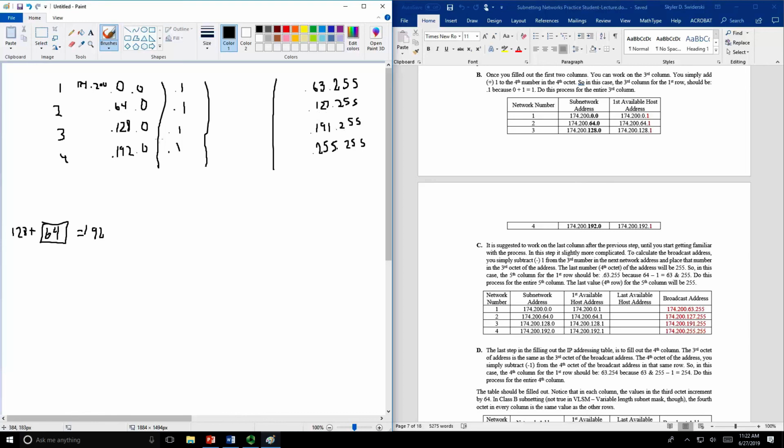All right, so like the previous problem where we subtracted 1 from the broadcast address, the same principle applies, except we're not subtracting 1 from the third octet, we're subtracting 1 from the fourth octet. And the third octet number stays the same. So 255.254. This one, 191.254. All these will have 254.